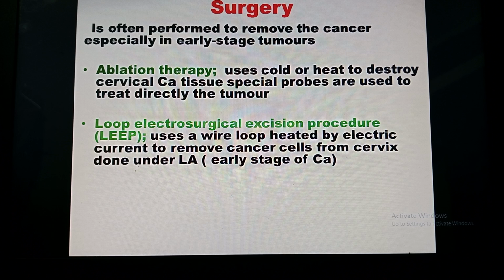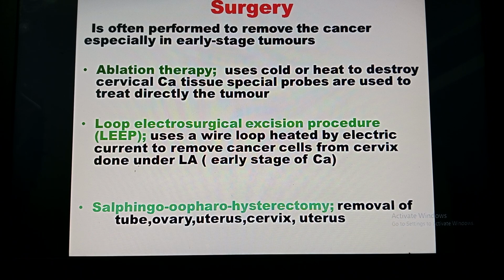The second one is the loop electrosurgical excision procedure. Here a wire loop heated by electrical current is used to remove cancer cells from the cervix, done under local anesthesia. It only takes 20 minutes to half an hour. Okay, this procedure is also done in an early stage of cancer. The third one is salpingo-oophorohysterectomy. It is a major surgery. Removal of the fallopian tube, ovary, uterus, cervix, everything. Okay, all the parts are removed. That means wherever the cancer cells are, almost everything is removed.